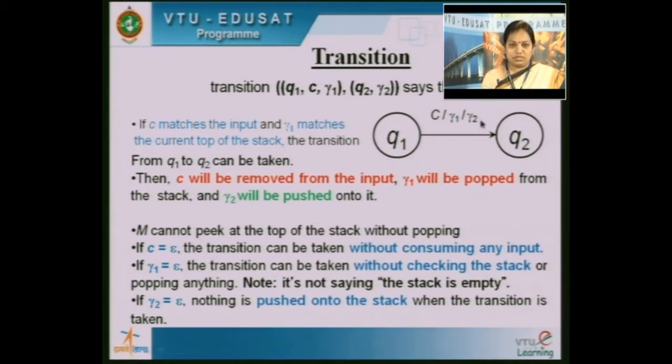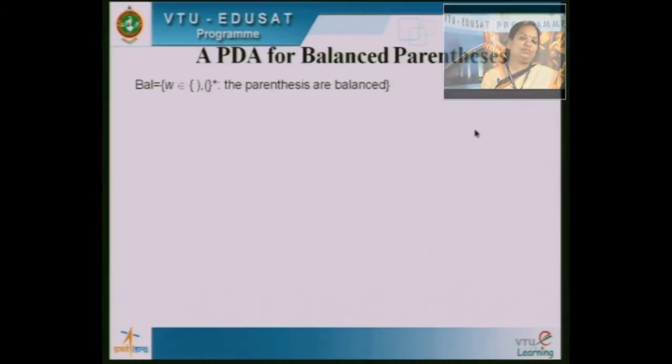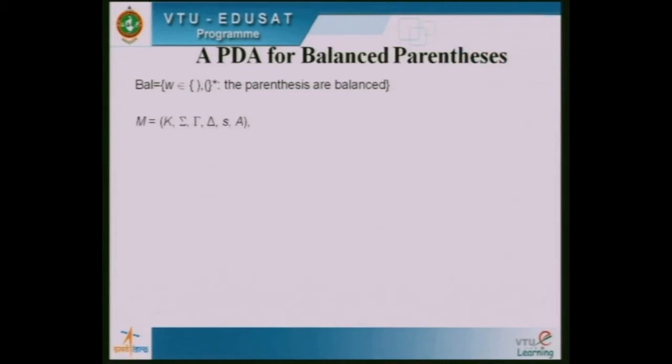If the stack gamma 2 is epsilon, then there is no need to push onto the stack. So, with these terminologies, let us quickly go through designing a simple PDA. Again, go back to the same language, PDA for balanced parenthesis. We have taken only one type of parenthesis, and the definition of this PDA is M = (K, Σ, Γ, δ, S, F), where K is the number of states.